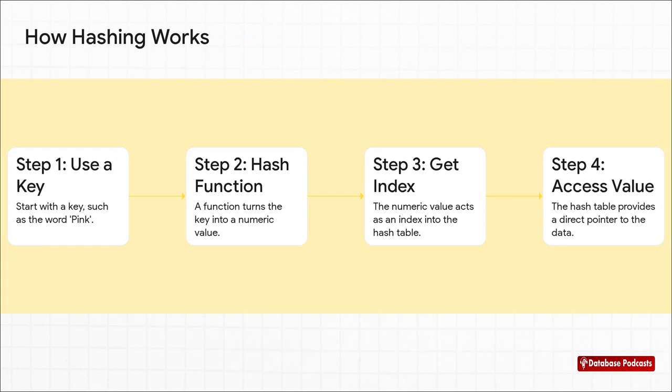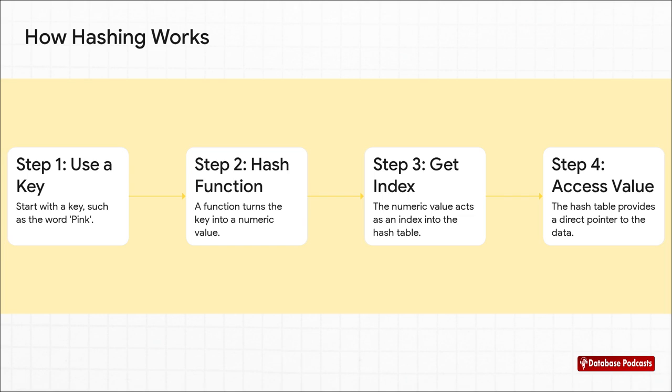Okay, so here's how it breaks down. First, you take your key, in our case, the word pink. Second, you run that key through a special algorithm called a hash function. Think of it like a blender for data. Third, that function spits out a number, which is basically the direct memory address. It's like a super specific ZIP code for your data. And finally, the computer uses that address to jump straight to the location and grab the value.